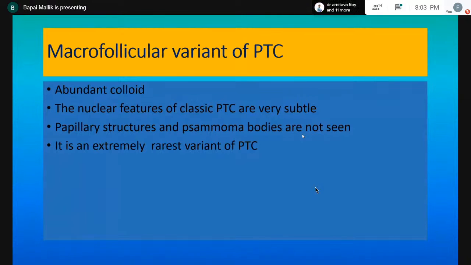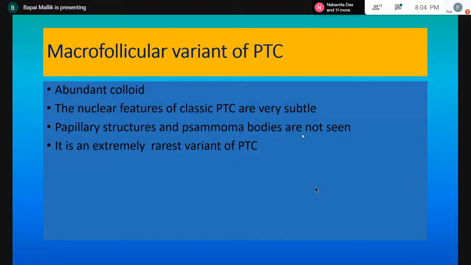It is the macrofollicular variant of papillary thyroid carcinoma. The difficulty comes from the fact that we are mentally trained to call something colloid goiter when you see a lot of colloid. So the moment we put a slide in a microscope and you see lots of colloid, we say, okay, this is benign. Not in this case. This is a variant of papillary thyroid carcinoma, which can show an abundant amount of colloid.